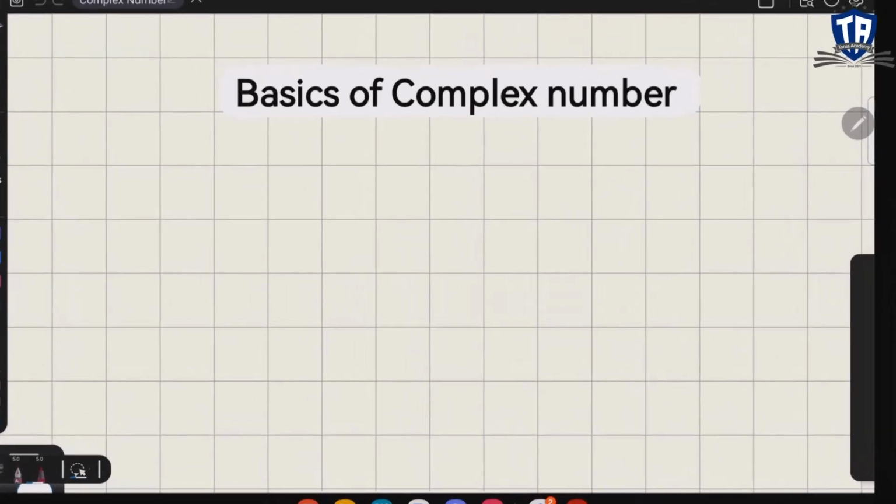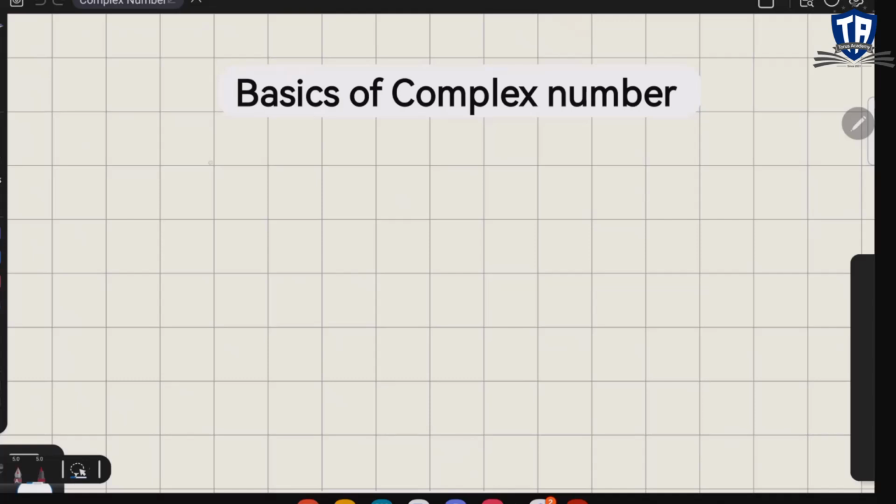Hello everyone. In this lesson, we are going to dive into the fascinating world of complex numbers. By the end of this video, you will understand the basic concepts, learn how to perform operations with complex numbers, and solve questions involving equal complex numbers. Let's get started. The first thing is the form of a complex number.